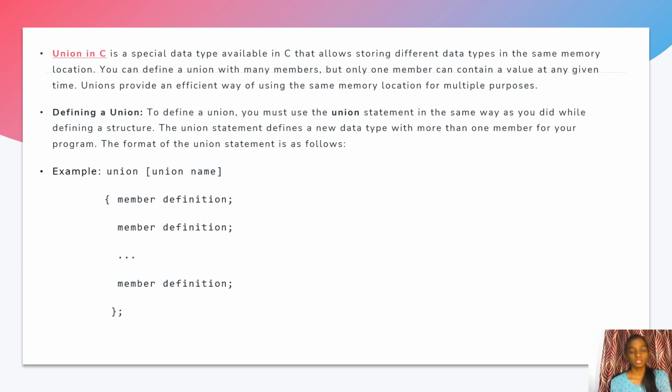To define a union, you must use the union statement in the same way as you did while defining the structure. The union statement defines a new data type with more than one member for the program. The format of the union statement is as follows. This is the same as structure. So this is the example of a union.